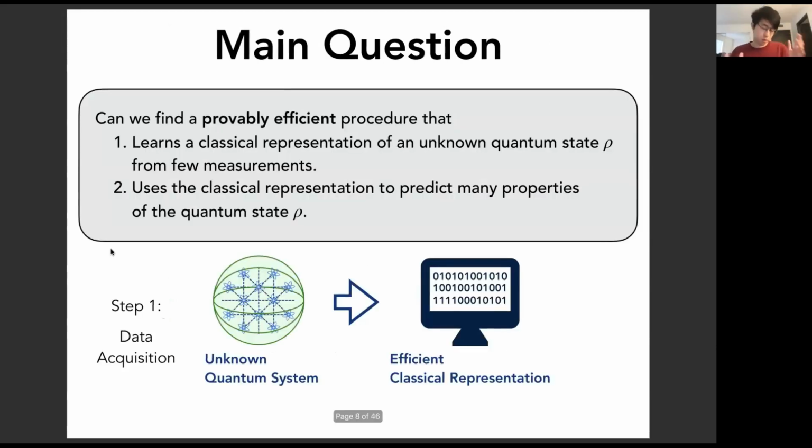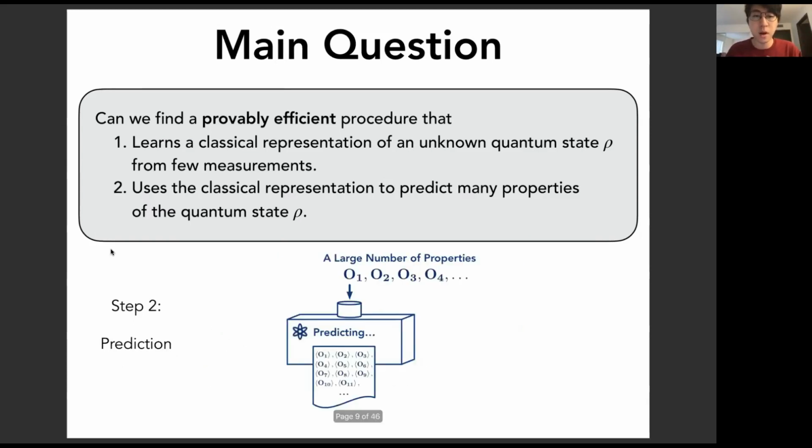So in our Nature Physics paper, the main question that we wanted to solve is to understand if we can find a provably efficient procedure that does the following. First, in step 1 for data acquisition, it learns some classical representation of an unknown quantum state from few measurements. You can think of this classical representation as a rigorous version of the neural network procedure.